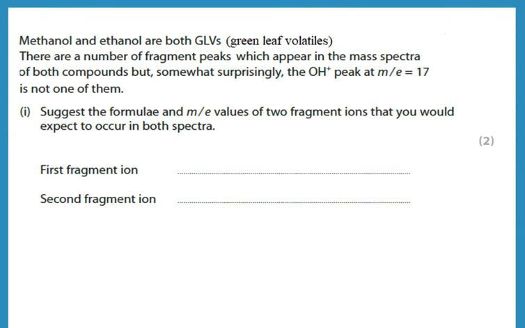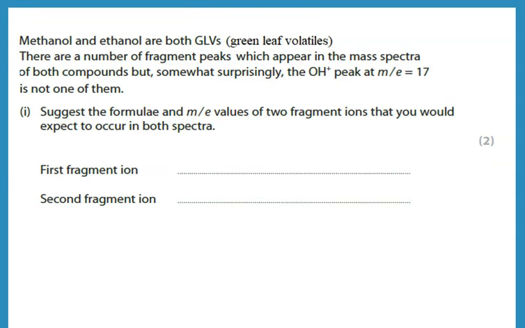Now, let's take a look at one of the possible questions that you could have. The question says, methanol and ethanol are both GLVs, green leaf volatiles. If you don't know what green leaf volatiles are, that doesn't make any difference. When you're trying to answer some of these questions, if you're not sure of the meaning of something, that's okay, just move on. It says there are a number of fragment peaks which appear in the mass spectra of both compounds, but somewhat surprisingly, the OH plus peak at m/e equals 17 is not one of them. That just means that in the spectrum, they don't have a peak at m/e 17.